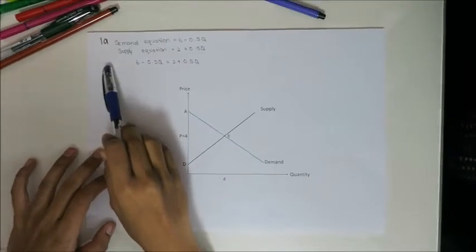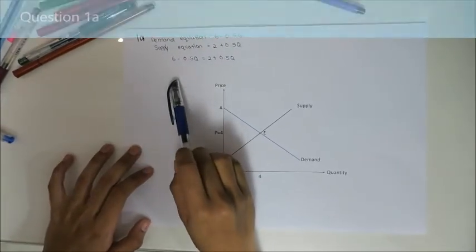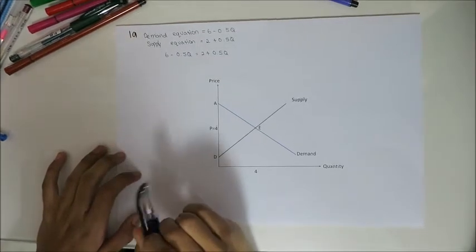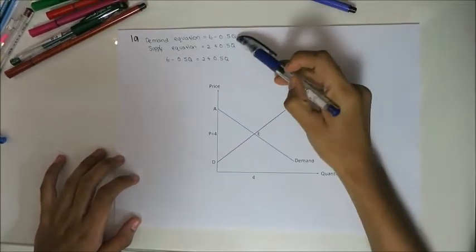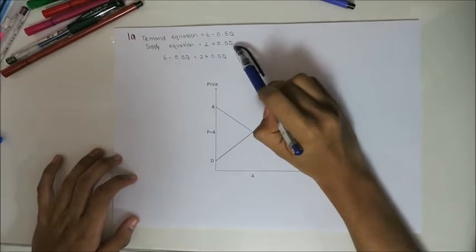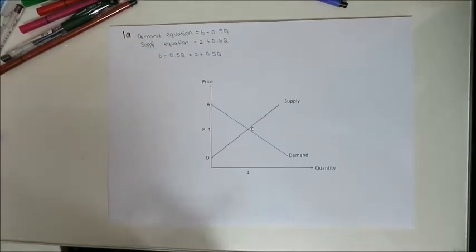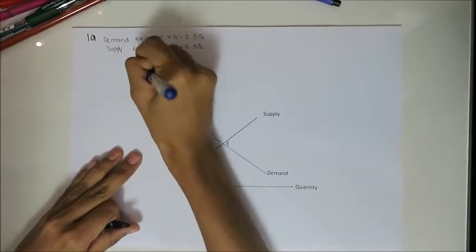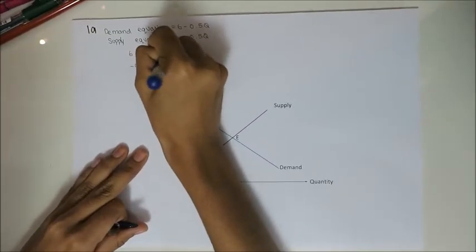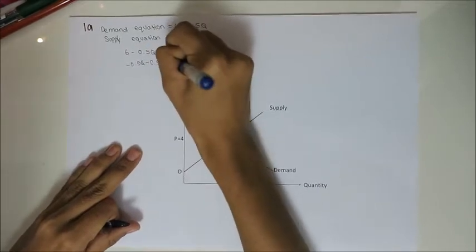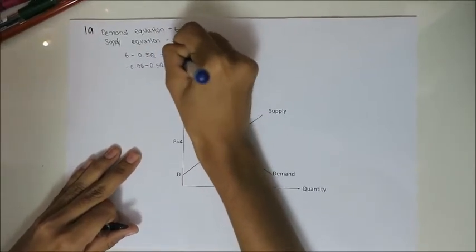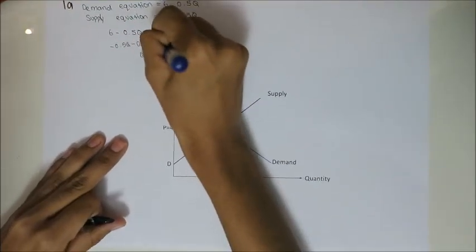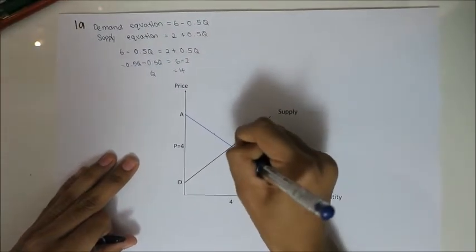Okay, so for part A, we are supposed to find the price and then the quantity. To find the pre-trade quantity, the demand equation is equal to the supply equation as shown here. So what I am going to do is bring all my unknowns to one side and all my numericals to another side. This gives me a quantity of 4. So I'm just going to plot 4.